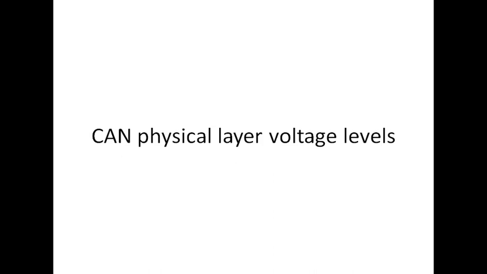What are the CAN physical layer voltage levels? With respect to dominant and recessive bits, this was already discussed. For a dominant bit it should be 3.5 volts on CAN high and 1.5 volts on CAN low, and for a recessive bit it should be 2.5 volts on CAN high and 2.5 volts on CAN low.